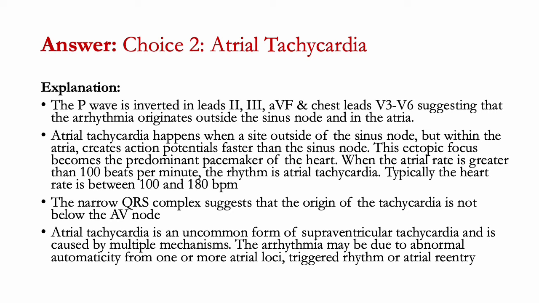When the atrial rate is greater than 100 beats per minute, the rhythm is atrial tachycardia. Typically, the heart rate is between 100 to 180 beats per minute. The narrow QRS complex suggests that the origin of tachycardia is not below the atrioventricular node. Atrial tachycardia is an uncommon form of supraventricular tachycardia and is caused by multiple mechanisms. The arrhythmia may be due to abnormal automaticity from one or more atrial loci, triggered rhythm, or atrial re-entry.